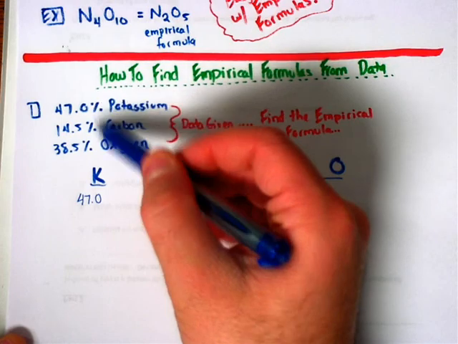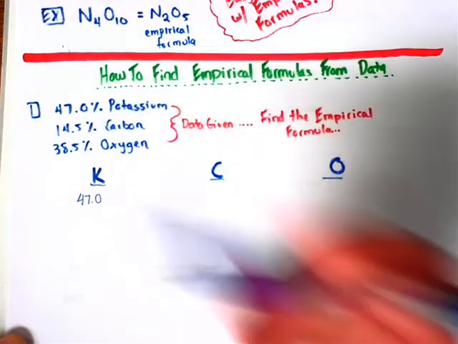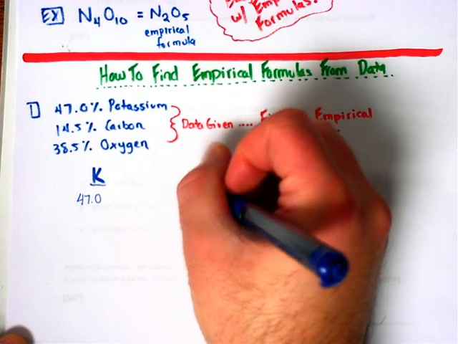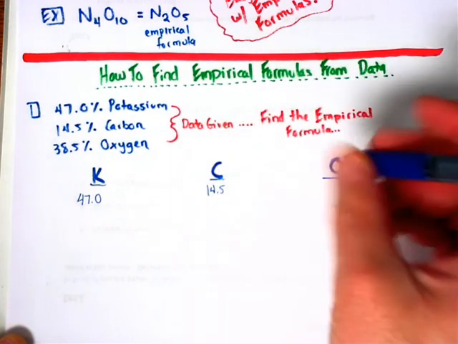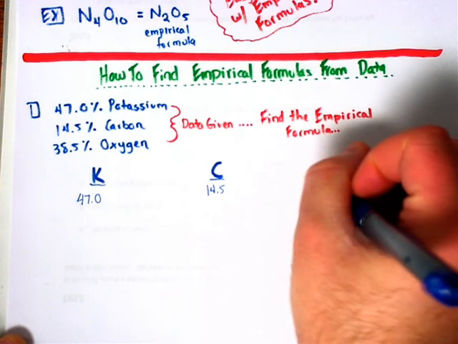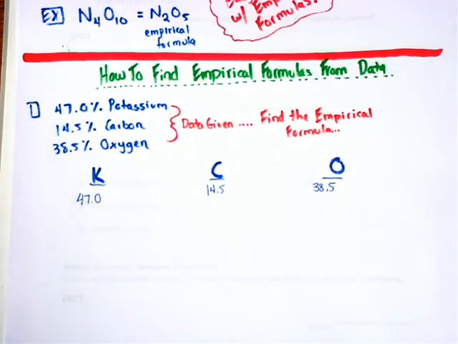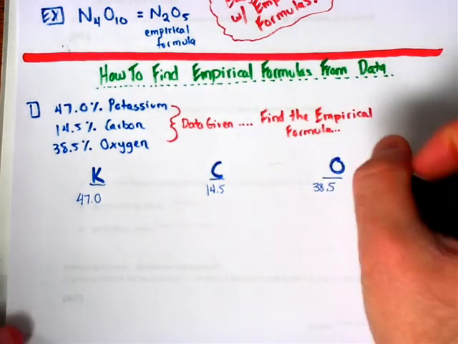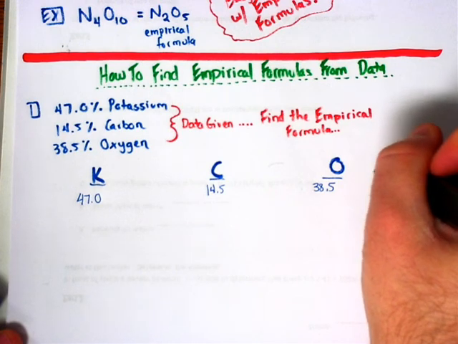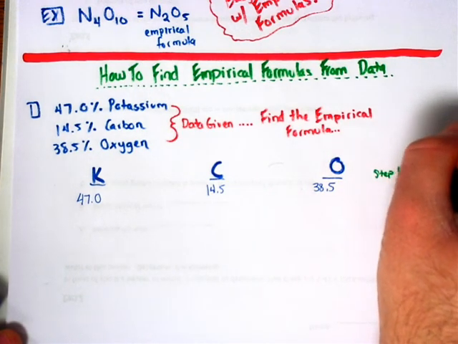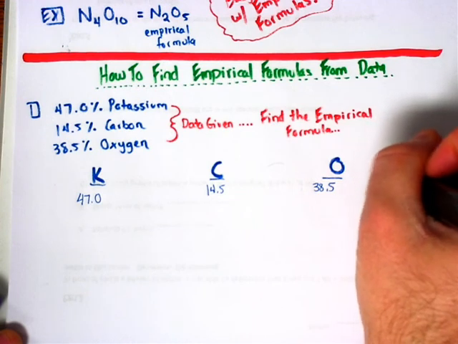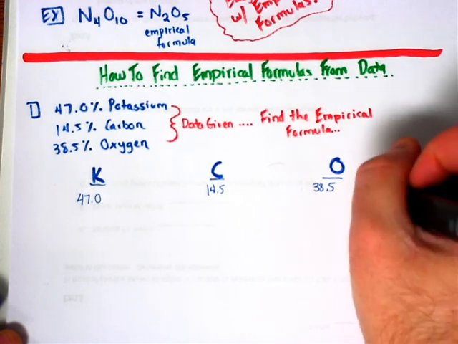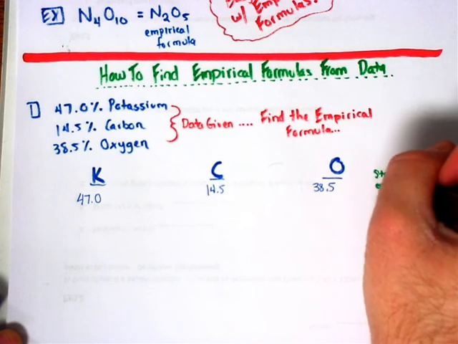It doesn't matter if they give you grams or percents, in all honesty, so we'll see a problem in a little while that gives you grams and it won't change it. Let's see, carbon is 14.5 and the oxygen is 38.5. Perfect. So what have I done at this point? I've essentially just written down the numbers that they gave me, correct? Okay. Now here's your first step. Here's step one. So in step one, we're going to divide each by their individual masses.